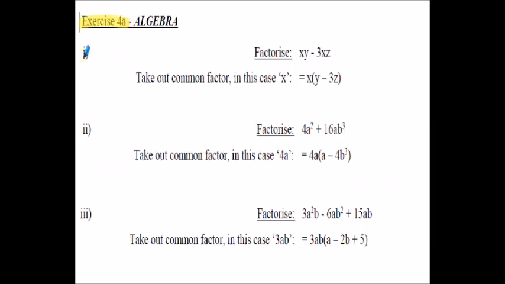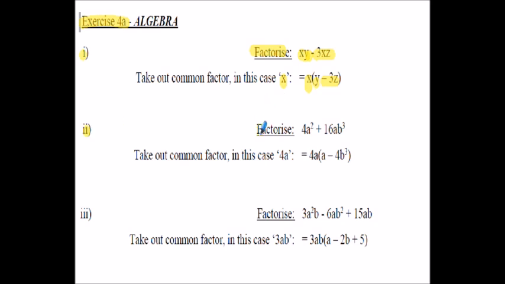Exercise 4a, part 1, we're asked to factorise xy take away 3xz. So we look for the highest common factor. In this case, it will be x. So x comes outside our bracket, and inside the bracket we will get y take away 3z. If you expand the bracket, you'll get back to the previous line.